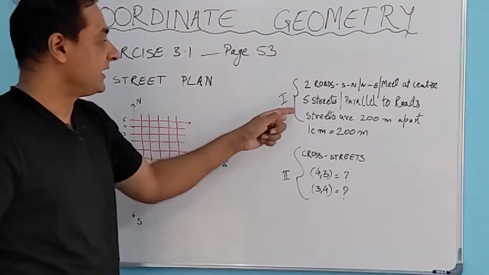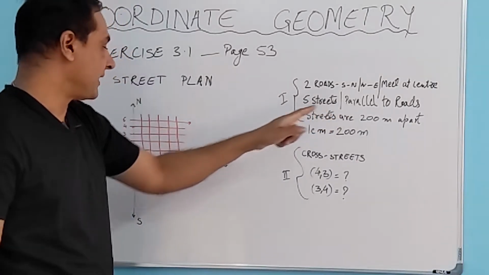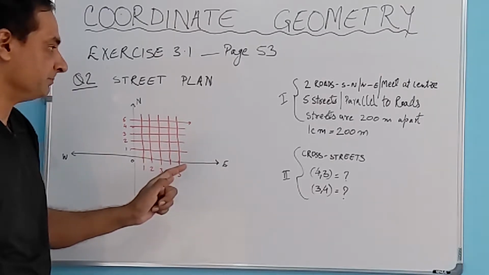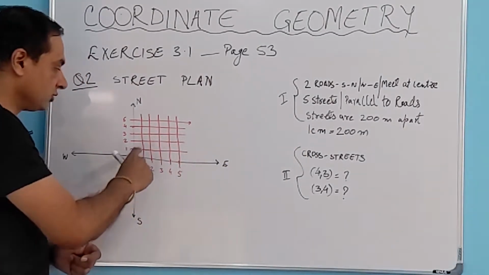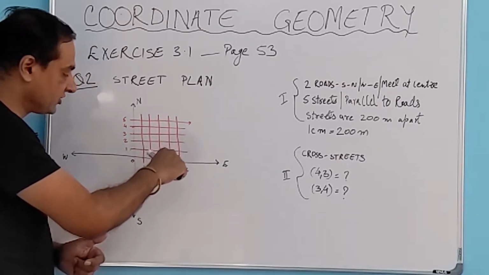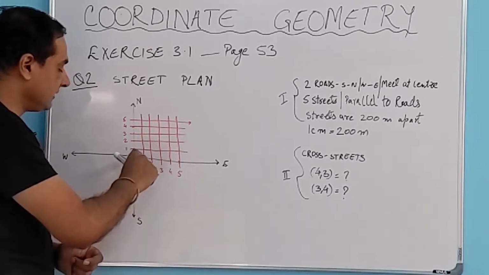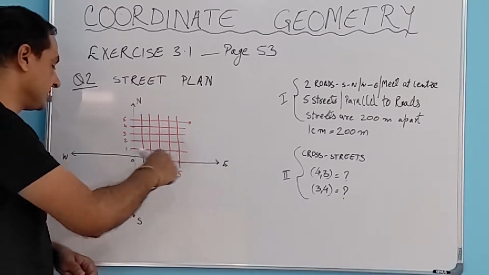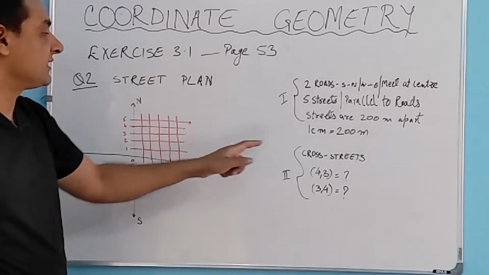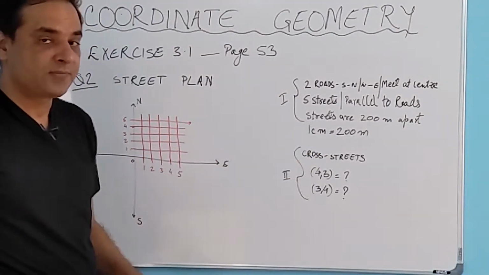And then the question says, there are 5 streets which are parallel to these roads in each direction, and these streets are 200 meters apart. So I have created these 5 streets. So 5 streets which are parallel to the road which is north south, and 5 streets which are parallel to this road which is east to west, and these streets are 200 meters apart.